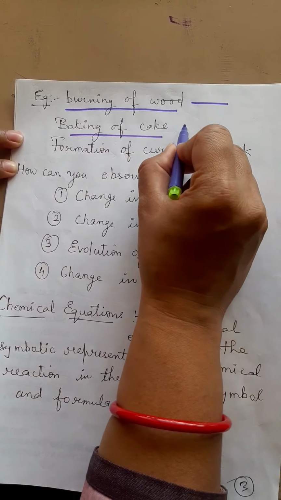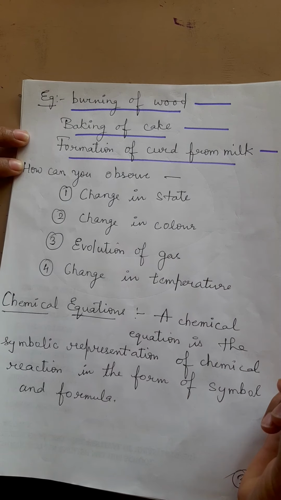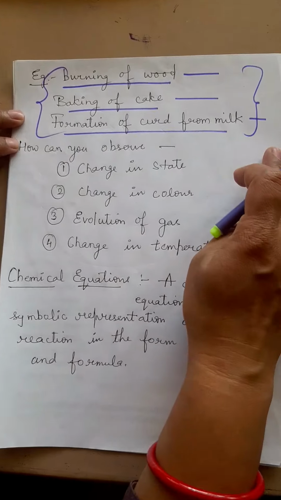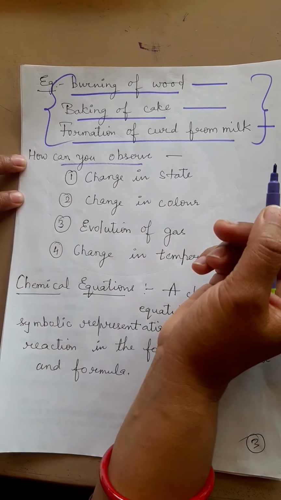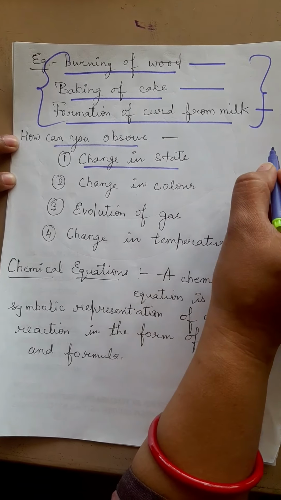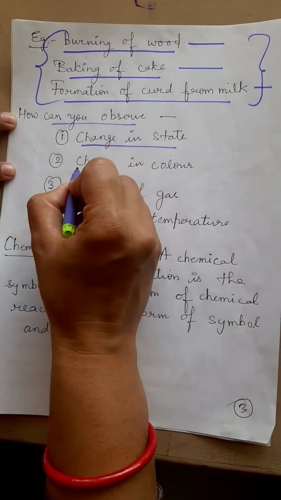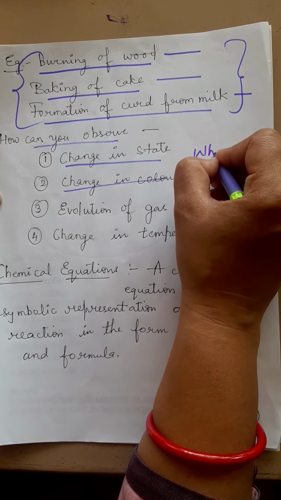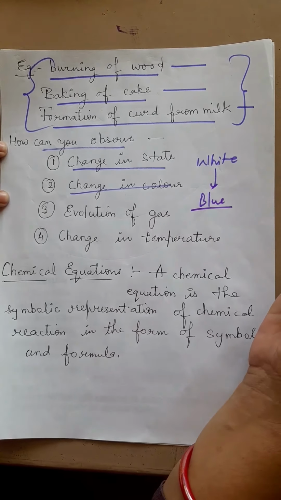Baking of cake. This is also a chemical change. Formation of curd from milk. This is also an example of chemical change we will see in our daily life. And how can you observe that a chemical change is going on? You can observe change in state. It can be converted from liquid to solid, solid to gaseous, or gaseous to liquid. Change in color. Suppose something is white, and after chemical change it converts into blue color, so that is also a change.